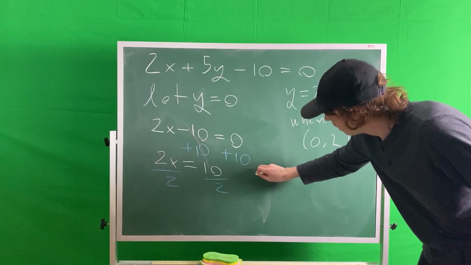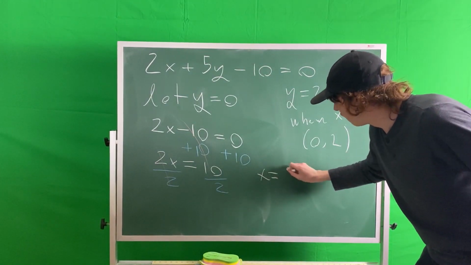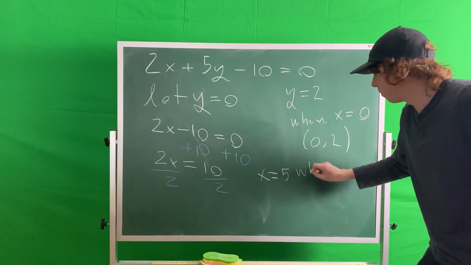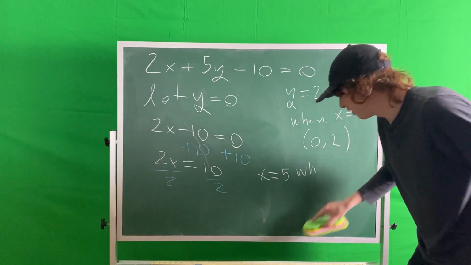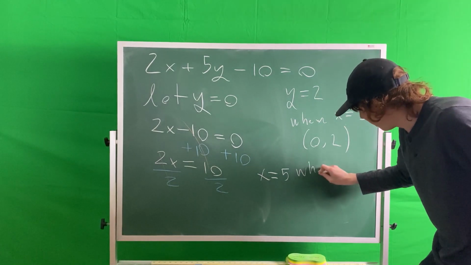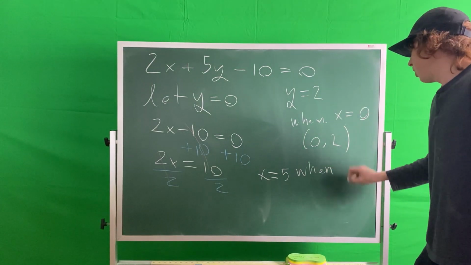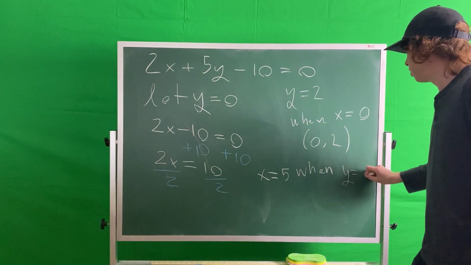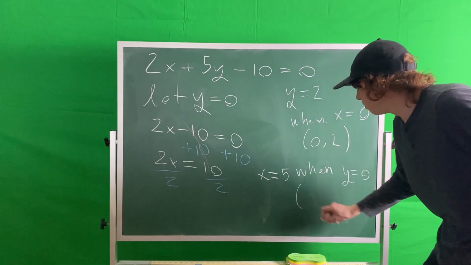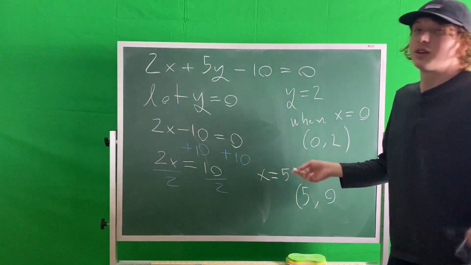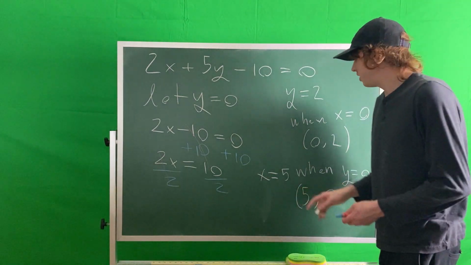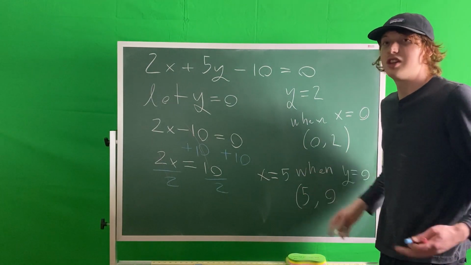So x is equal to 5 when y is equal to 0, and can be expressed as 5, 0. So now let's just graph this with these 2 points and we'll see what this tangent line looks like.